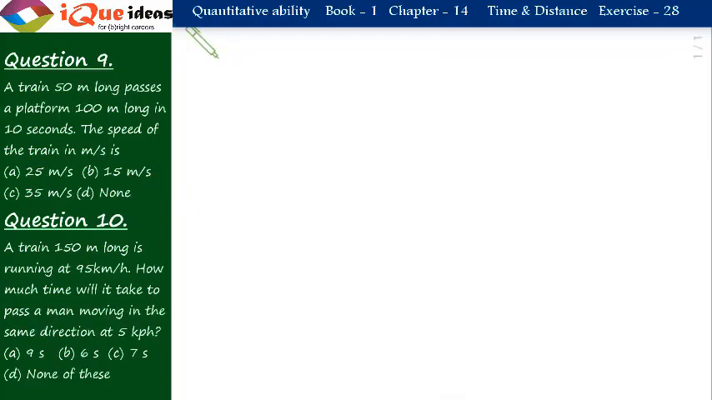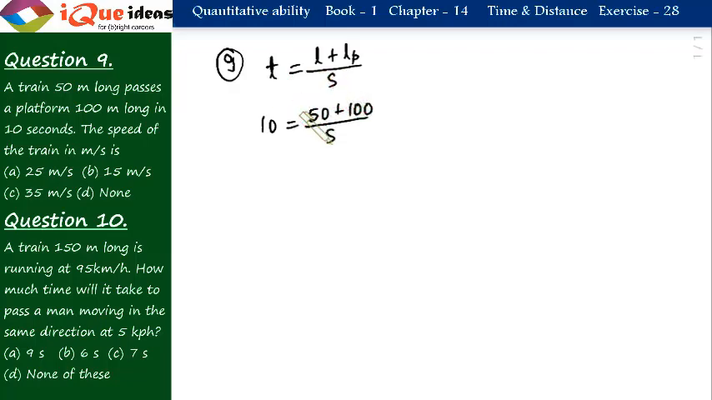Now let's take up the next question, question number 9. It says a train 50 meter long passes a platform 100 meter long in 10 seconds. So the time taken by the train to cross a platform would be equal to length of train plus length of platform divided by speed of train. Time given is 10 seconds. Length of train is 50 meters. Length of platform is 100 meters. Divided by speed of train, S.